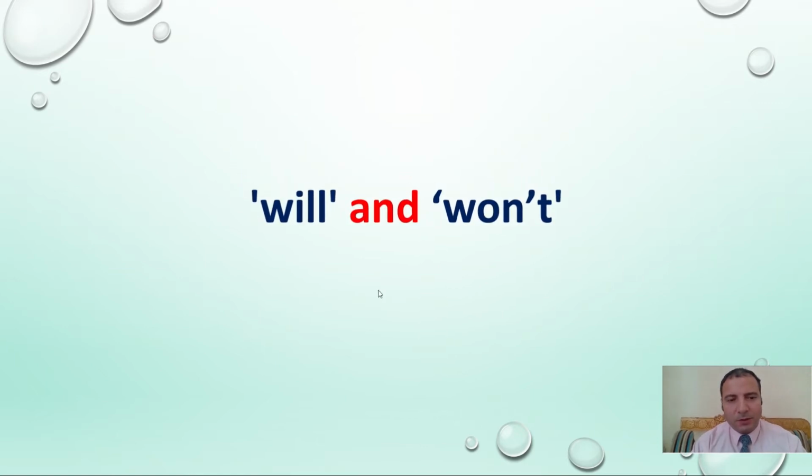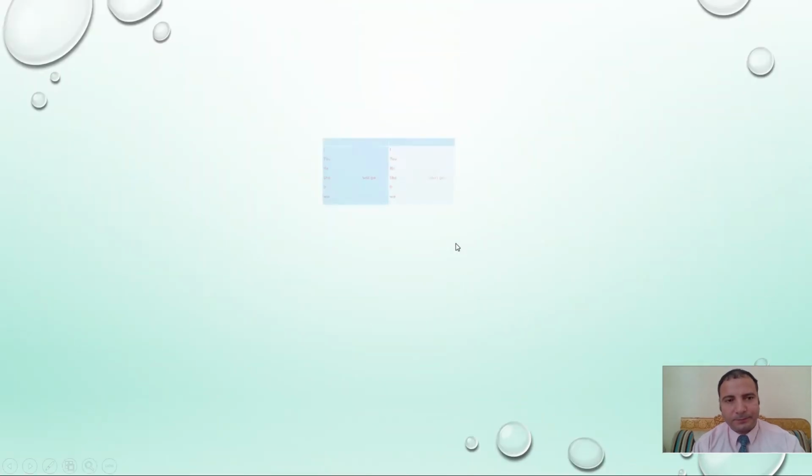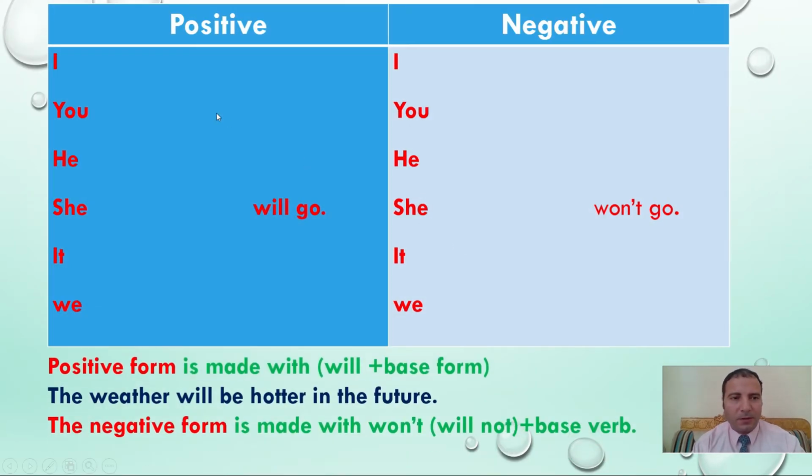Today, inshallah, we will talk about will and won't. Let's look at this table in positive and negative. I use all subject pronouns plus will plus the base verb. I will go, you will go, he will go, she will go, it will go, we will go.